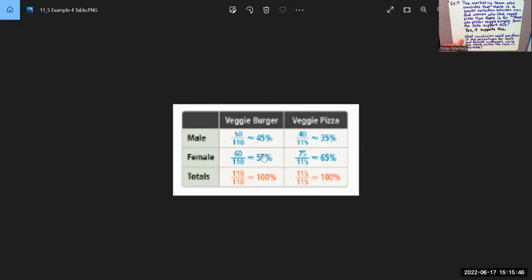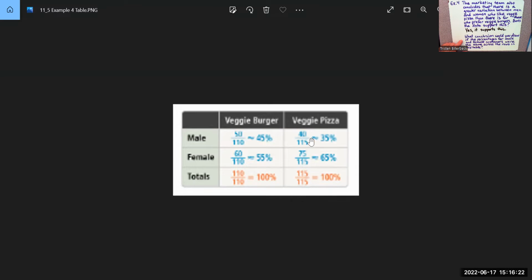Okay, so what conclusion can we draw about the percentages for males and for females across the rows? We have 45% like the burger, 35% like the pizza, 55% of women like the burger, 65% of women like the pizza. So they're both 10% variant, which is very similar. So we can't make a determination on that. That's not a lot of change there.